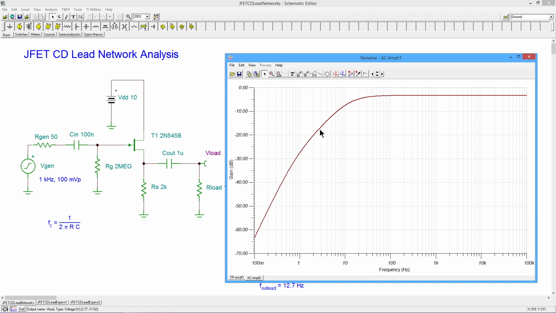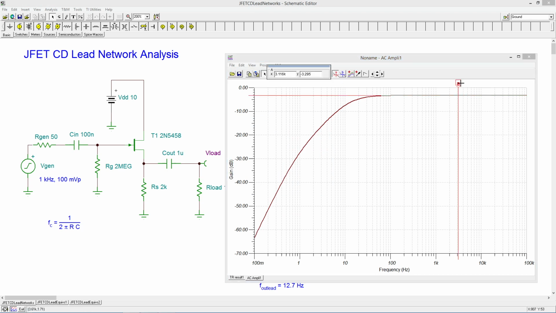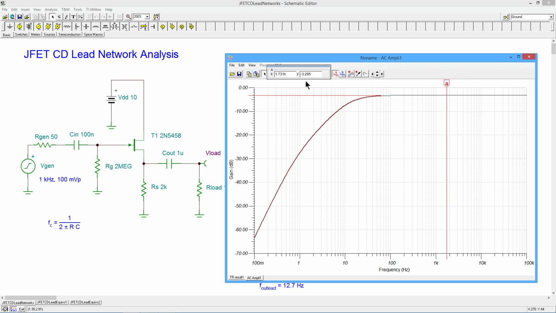And here's our graph. So let's see what we have here. This is sitting at minus 3.3. We were expecting, like I said, somewhere around minus 3 dB. So that's looking good. Now I want to go 3 decibels down from that, so somewhere around minus 6.3.